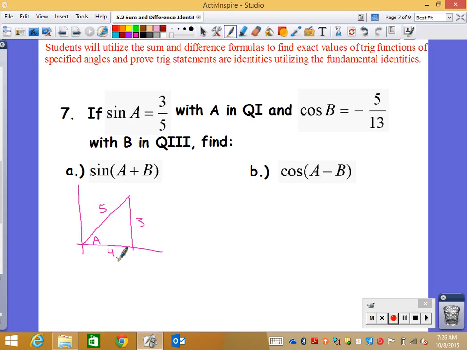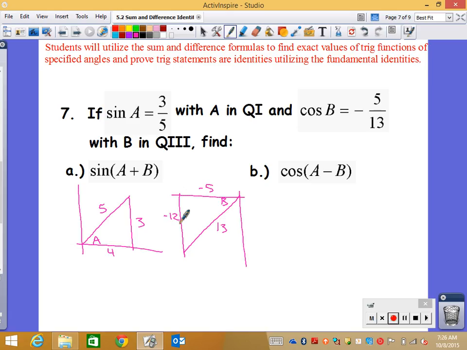Lastly, cosine B is negative 5/13 in quadrant 3. So I'm in quadrant 3 now. Angle B. Now the cosine is negative 5/13. So my adjacent is negative 5 and my hypotenuse is 13. Again, Pythagorean triple, this is negative 12.